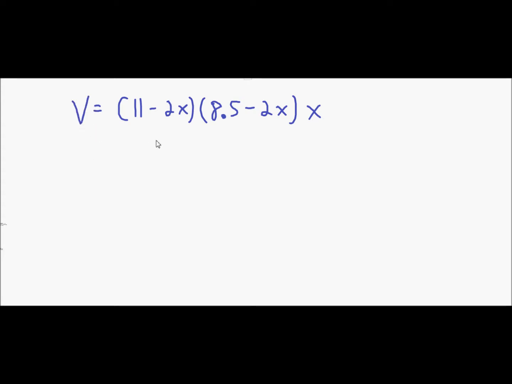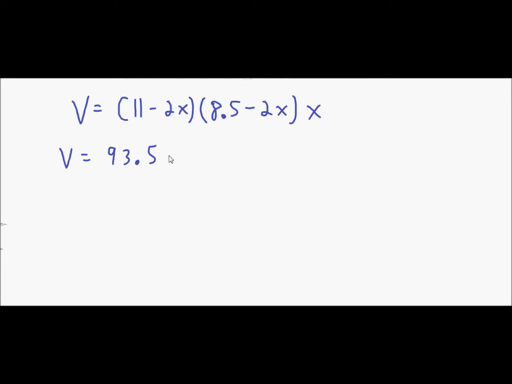First derivative test. So, first thing I'm going to do is simplify it, because I don't want to derive with the product rule here. I'm going to multiply all this stuff out. 8.5 times 11. 8 times 11 is, what, 88. Half of 11 is 5.5. So 88 and 5.5 is 93.5. Cool. That's that times that.